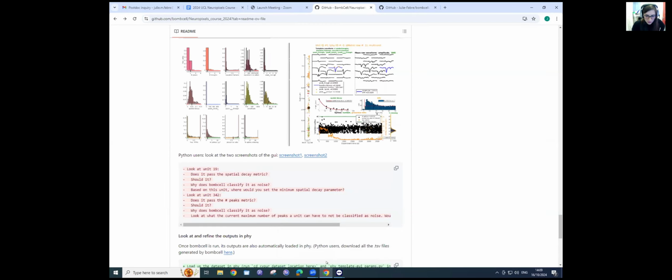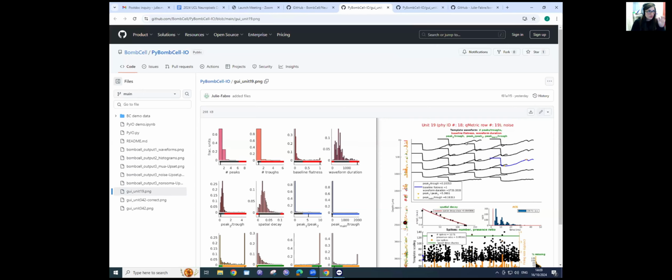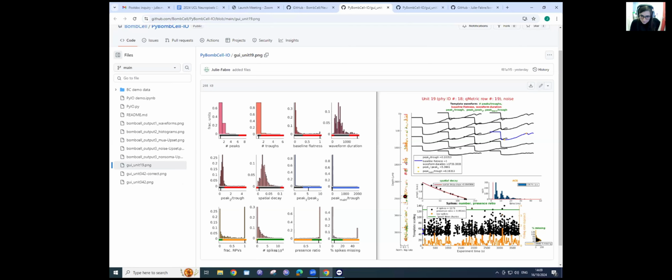But now looking at the GUI, which we'll just look at the screenshots here. The GUI is in two parts. There are two panels that are connected to each other, and you can flip through units. And here you can see the waveforms and the spatial decay of a particular unit, the autocorrelogram, all these useful plots. And on the left side, you can see where this unit is in the distribution, and that's indicated by this line here. And that can be very helpful for setting thresholds.